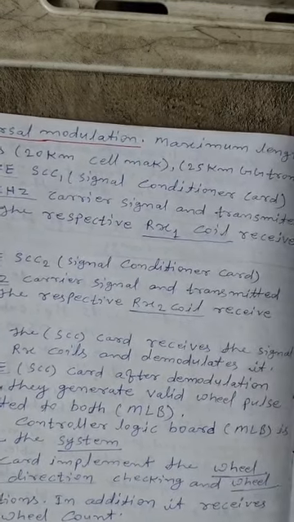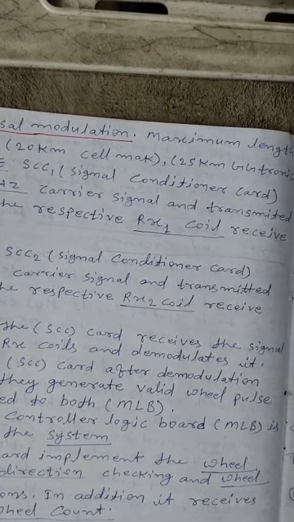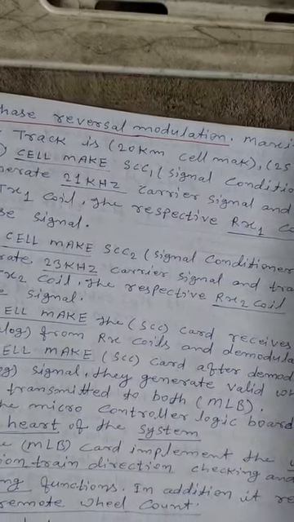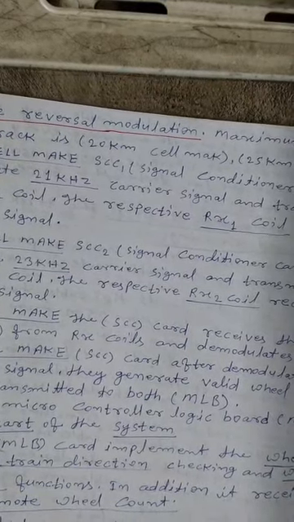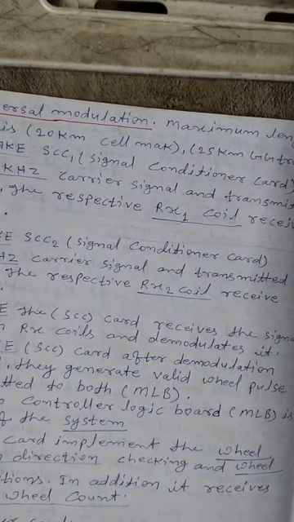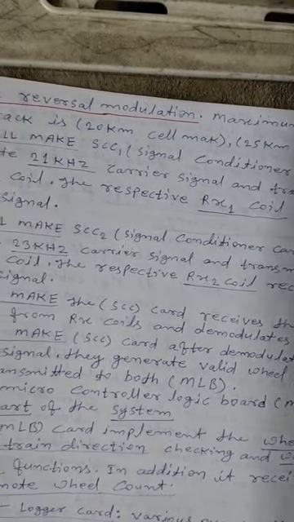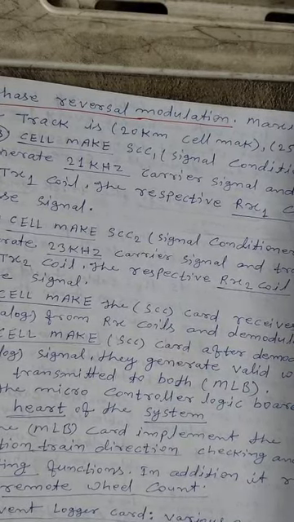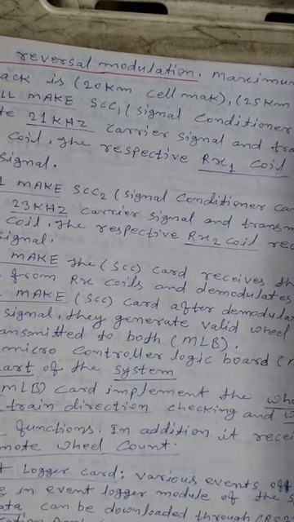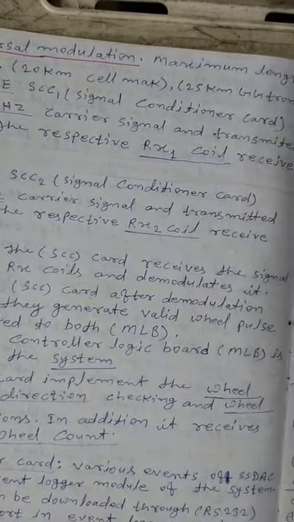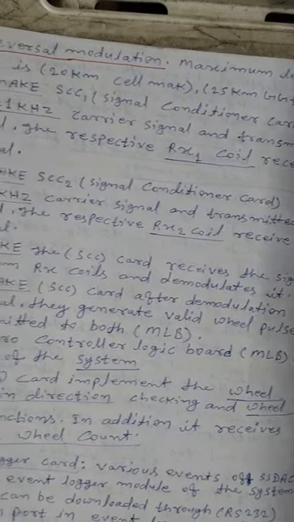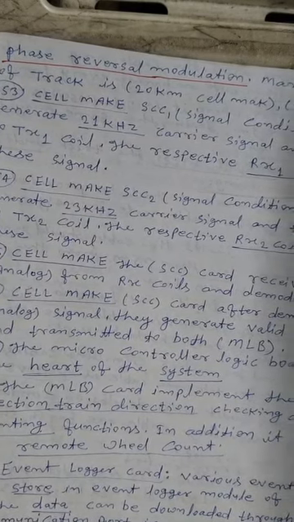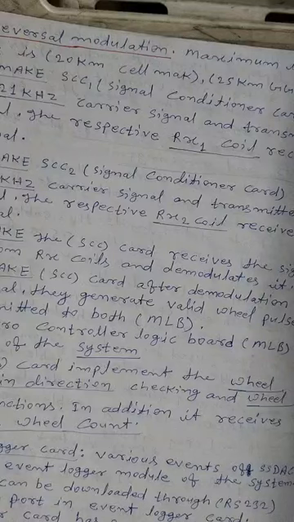Various events of SSDAC are stored in the event logger card, the event logger module of the system. The data can be downloaded through the RS-232 communication port in the event logger card. Event logger card has 2 MB flash memory to store packets.